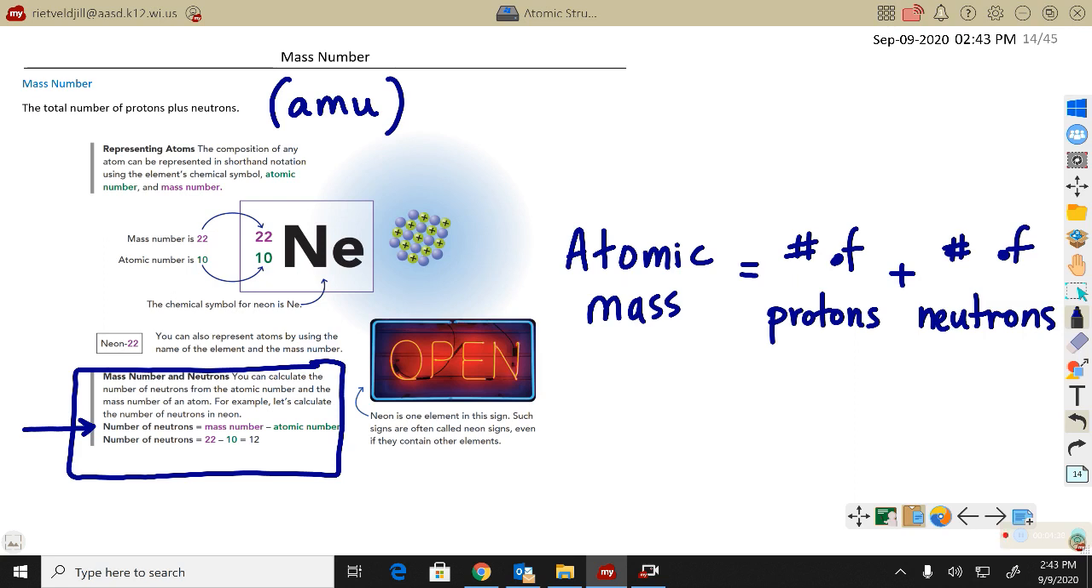So there are 10 protons. Maybe I'll put that in here, 10. I know the mass number. The mass number is 22. So then the difference is the number of neutrons. Complicated mathematics. There must be 12.